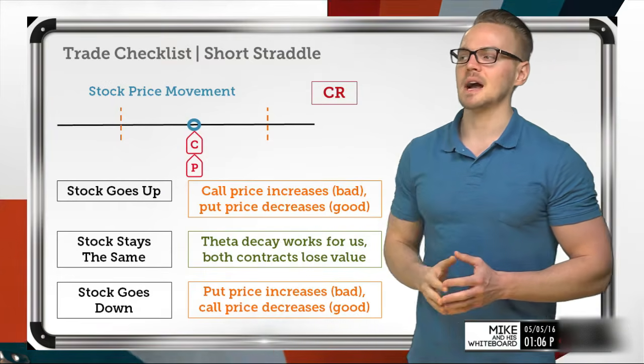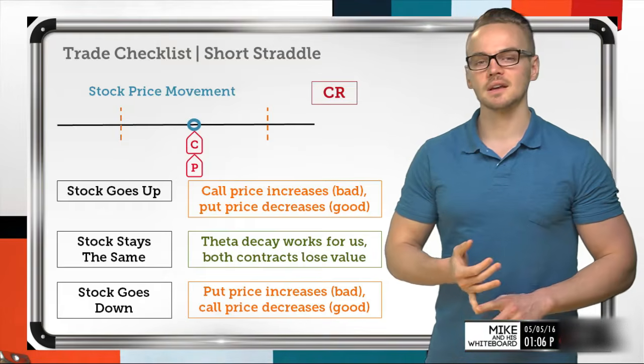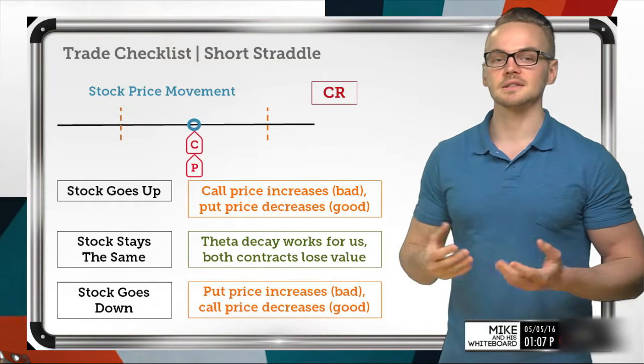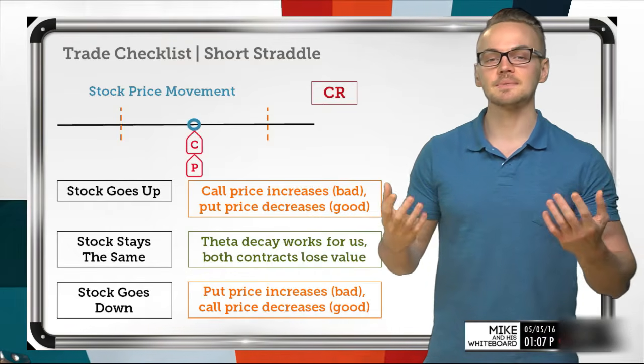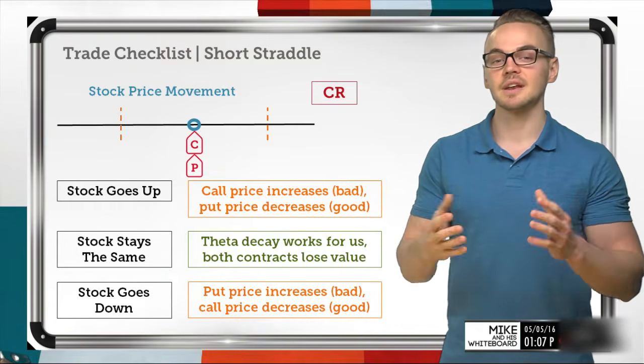So what happens if the stock price stays the same? Well, there are a few things that can go in our favor. Number one is going to be theta decay. Theta decay is just the rate of decay of an option price.